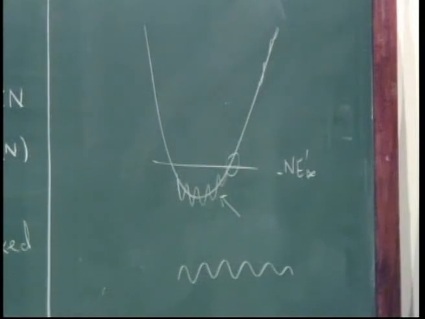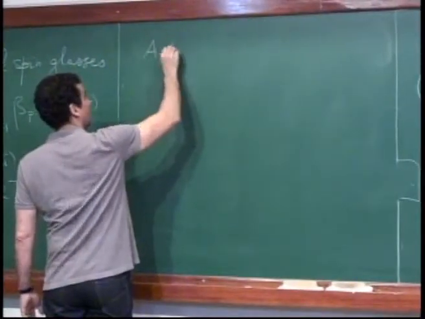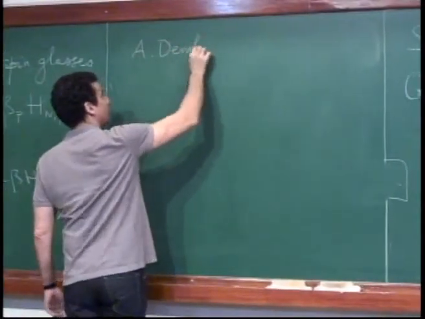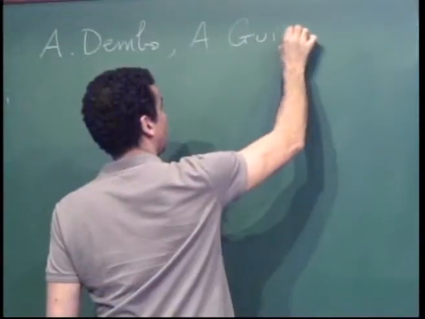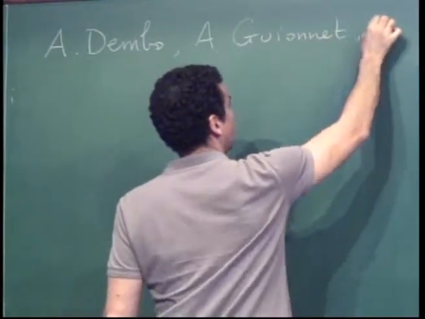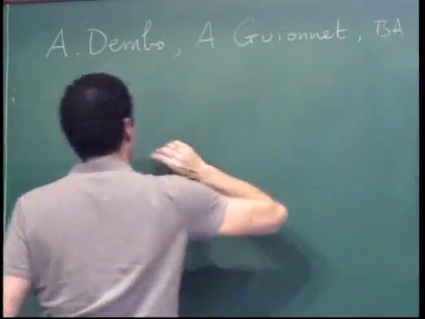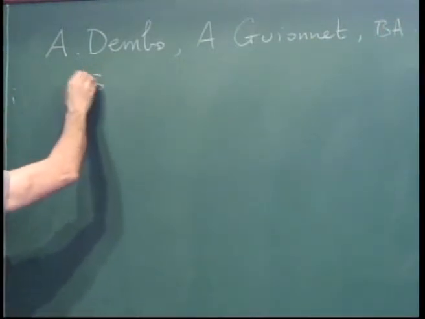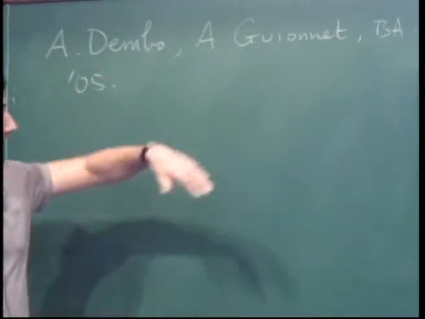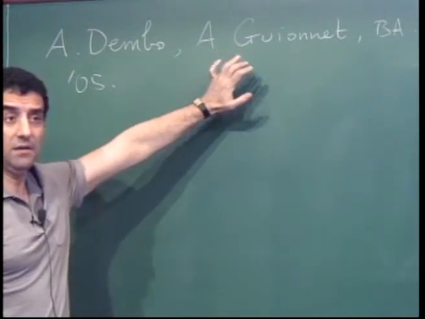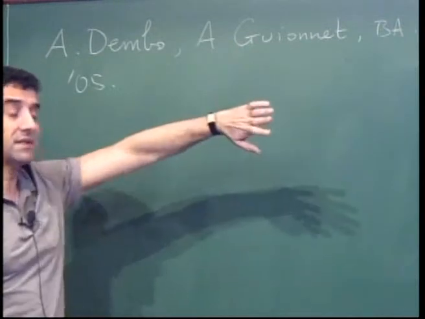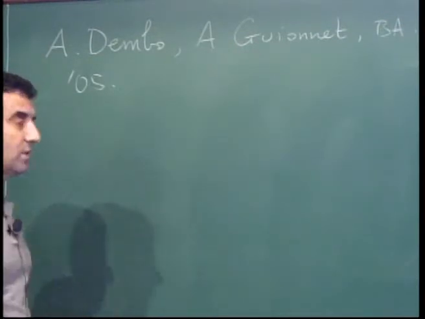So by the way, the work that has been done was done by Amir Dembo, Alice Guillonnet, and myself, and that's quite some time ago now. That's in 2005, and there has been some progress later by Alice, Amir, and Christian Mazza, but not much. This is kind of stuck also, and I'll tell you where we are.